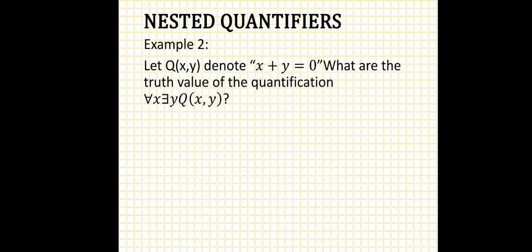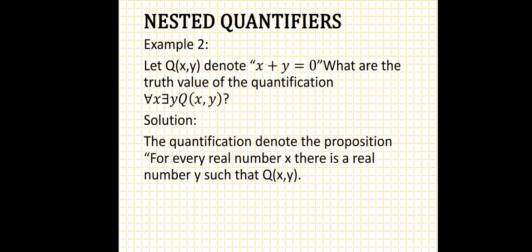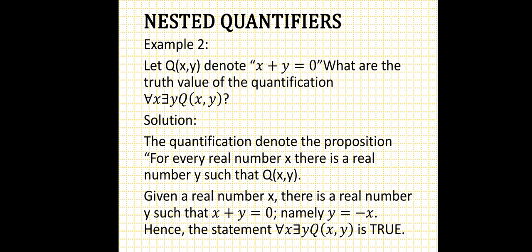Let qxy denote x plus y is equal to 0. What is the truth value of the quantification for all x, there exists y, qxy? So the quantification denotes the proposition, for every real number x, there is a real number y such that qxy. Okay. So, given a real number x, there is a real number y such that x plus y is equal to 0, namely, y is equal to negative x. Hence, the statement, for all x, there exists y, qxy is true.